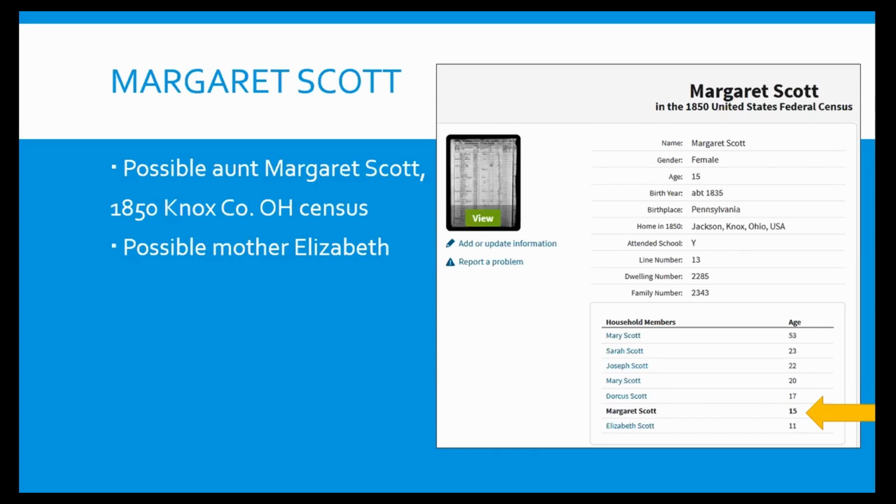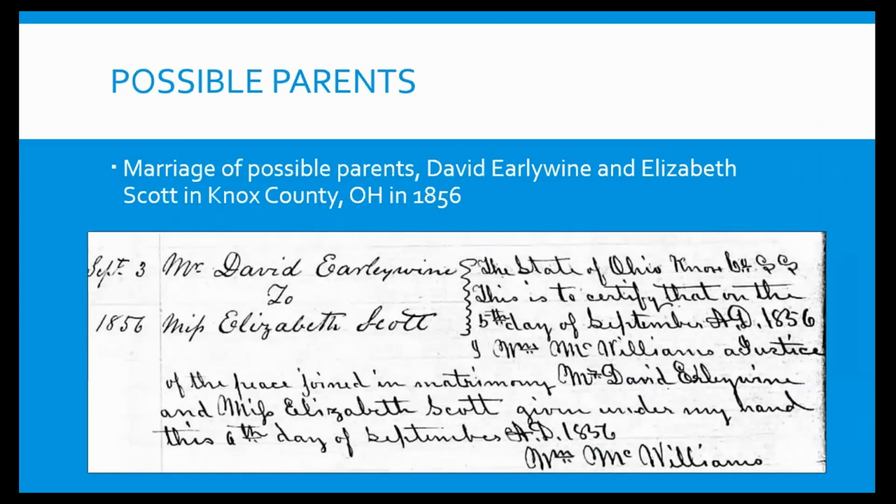So then I changed my search and I started searching Elizabeth Scott in 1850 in Knox County, Ohio. And what came up electrified me. So remember that Barkley's 2 marriage records agreed that his parents' first names were David and Elizabeth. They disagreed on whether the father's last name was Scott or the mother's last name was Scott. And remember that his death certificate said that he was also known as Barkley Earlywine. So this record here ties together all 4 of those names very neatly.